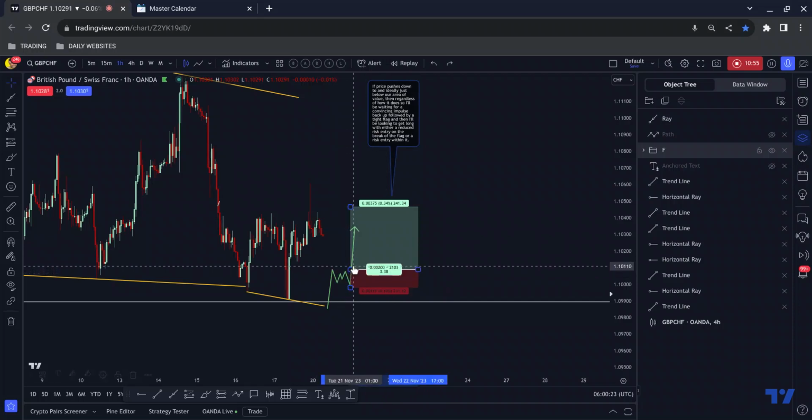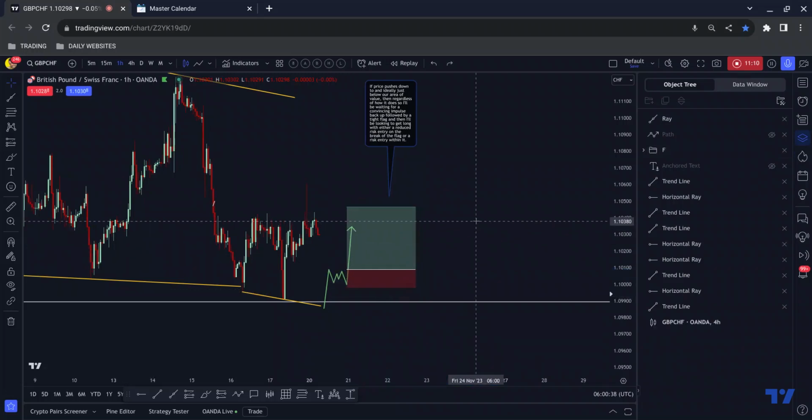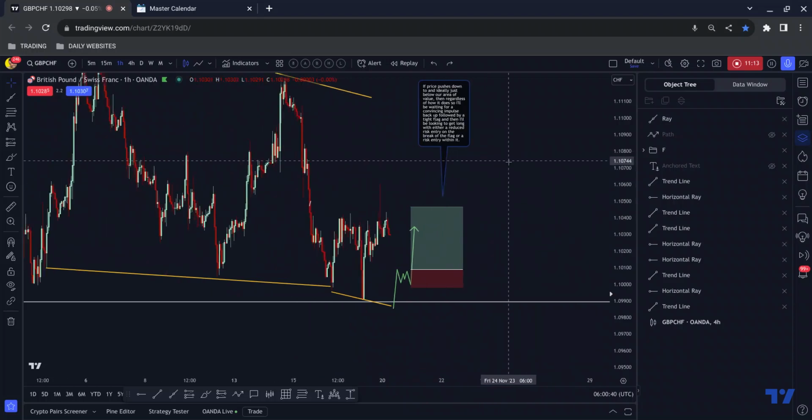If we get the risk entry within the flag, if we get a flag, okay, that would give us something in the region of, well, we'd have a minimum of a 10 pip stop. That would still be about 3 to 4%, so that would be fine. Okay, so that is pound Swiss. That's what I'm going to be looking for from this pair today.